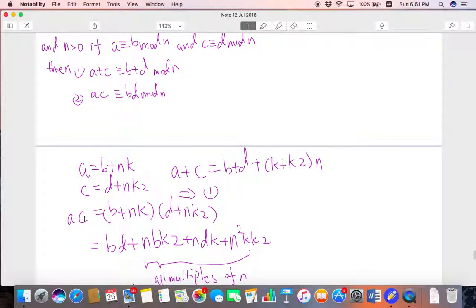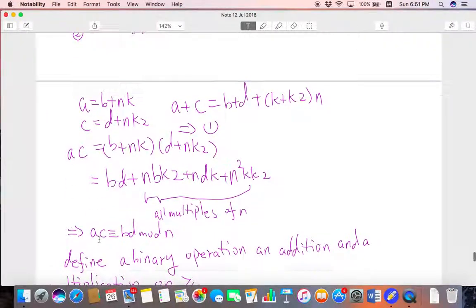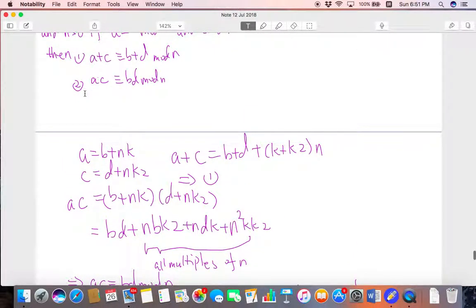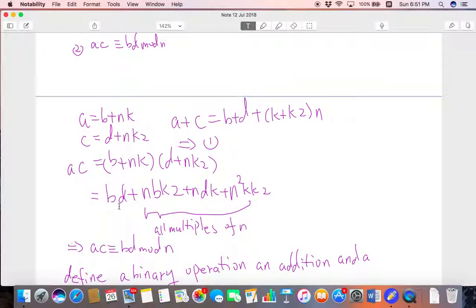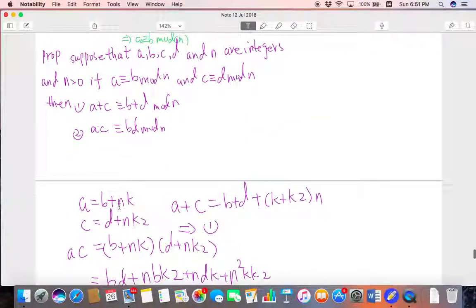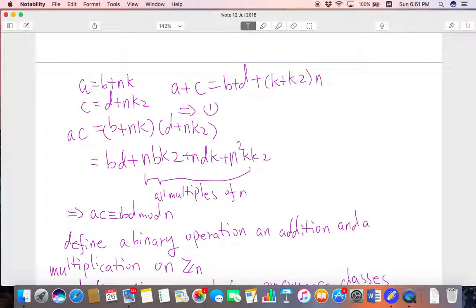And then if you multiply these two expressions together, you will find that these three terms are all multiples of n. That is, n times a bracket of something. And then we get the definition to prove property 2. And that ends the proof of this proposition, the purple colored proposition.